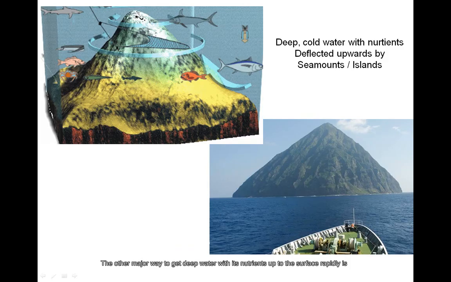Now, the other major way to get deep water with its nutrients up to the surface rapidly is when deep currents run into the side of an island or seamount. Now, the water obviously cannot go through them and gets deflected upwards towards the surface. And this supply of nutrients supports the huge amount of marine life found near islands like Hawaii and Tahiti.